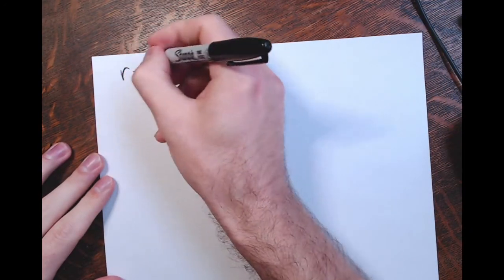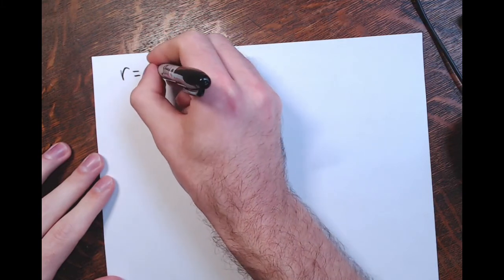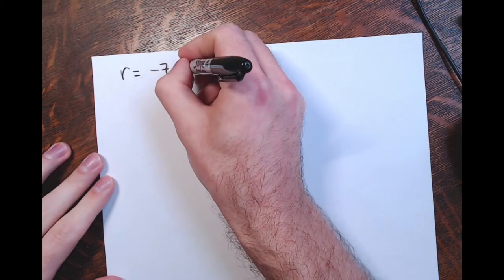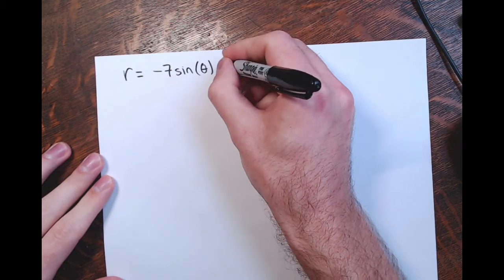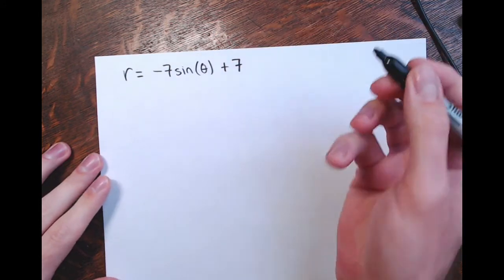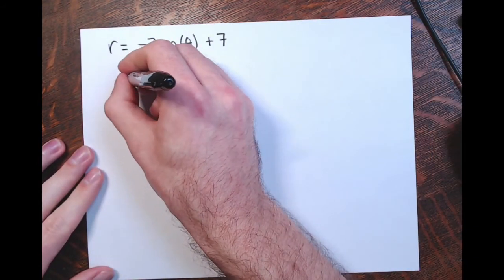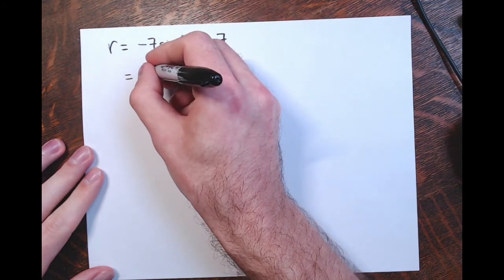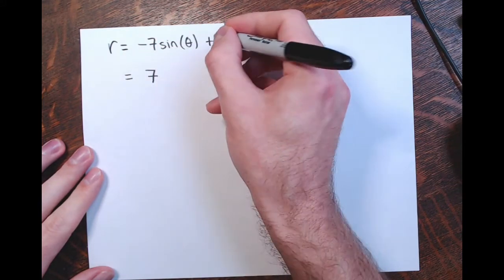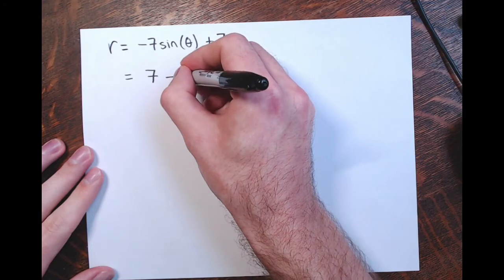And we have this equation. We have r equals -7 times the sine of theta plus 7, just a constant. Now if you want to write it in the same form that they had it in the instruction, you put the constant first and then -7 times the sine of theta.